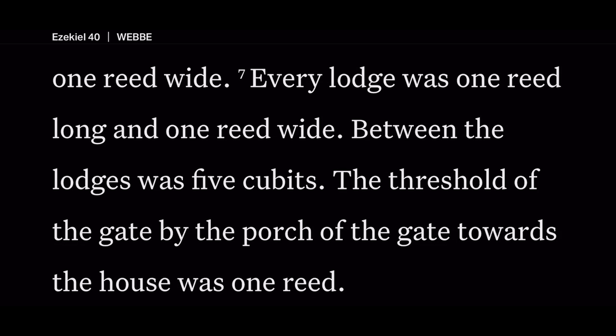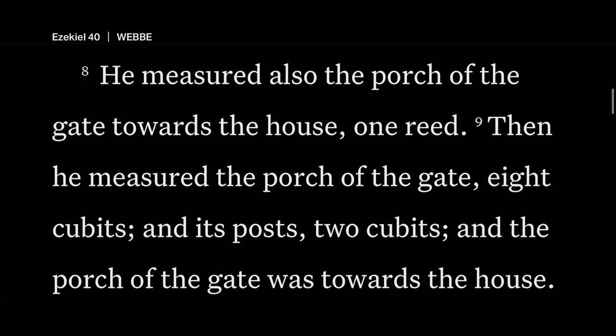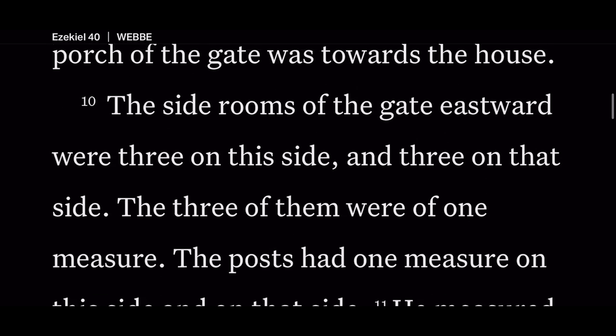Every lodge was 1 reed long and 1 reed wide. Between the lodges was 5 cubits. The threshold of the gate by the porch of the gate toward the house was 1 reed. He measured also the porch of the gate toward the house, 1 reed. Then he measured the porch of the gate, 8 cubits, and its posts, 2 cubits, and the porch of the gate was toward the house.